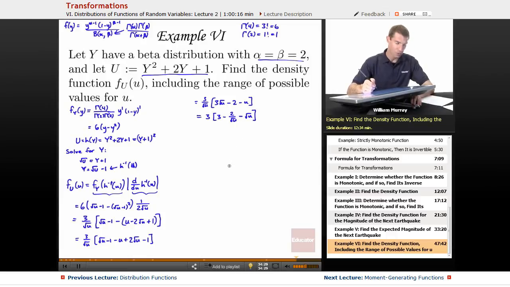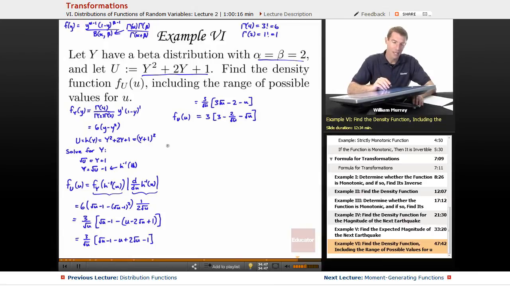Okay, so that's what I get. And I don't think it's going to get any simpler than that. I think we found our density function, that's f sub U of u. Oh, and the problem reminds us that we should also find the range of possible values for u.